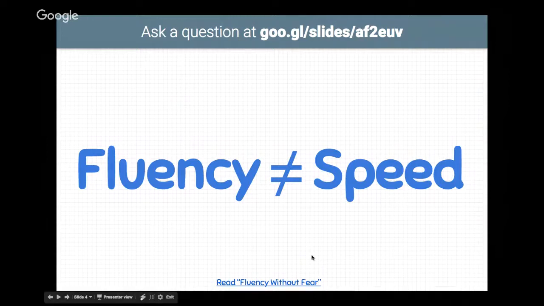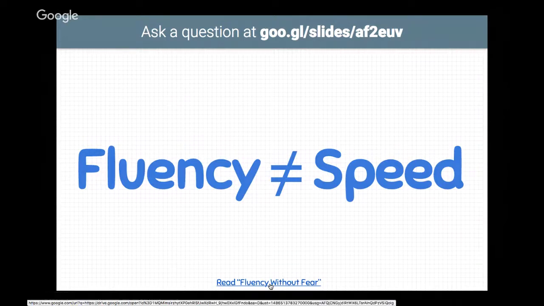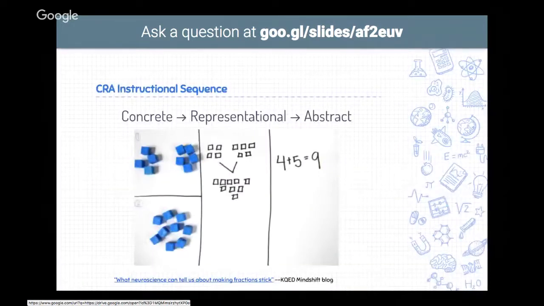So I linked to an article with a lot more information about that down here, Fluency Without Fear. It's by Jo Boaler. So if you're familiar with her work, this is one of her articles about fluency instruction, and she gives some really great resources for teaching fluency in different ways. There's also her book, Mathematical Mindsets, which is also really great about giving more information about procedural fluency and how to teach that. But I just want to throw this out here because that's going to lead us into the next bit, which is talking about CRA.